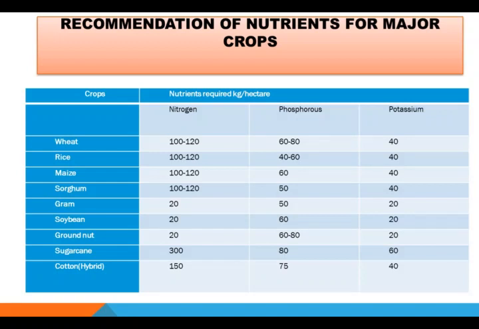For soybean, 20 kg of nitrogen, 60 kg of phosphorus and 20 kg of potassium is required per hectare. For groundnut, 20 kg of nitrogen, 60 to 80 kg of phosphorus and 20 kg of potassium is required per hectare. Similarly, for sugarcane, 300 kg of nitrogen, 80 kg of phosphorus and 60 kg of potassium are required. For cotton, 150 kg of nitrogen, 75 kg phosphorus and 40 kg potassium is required per hectare.